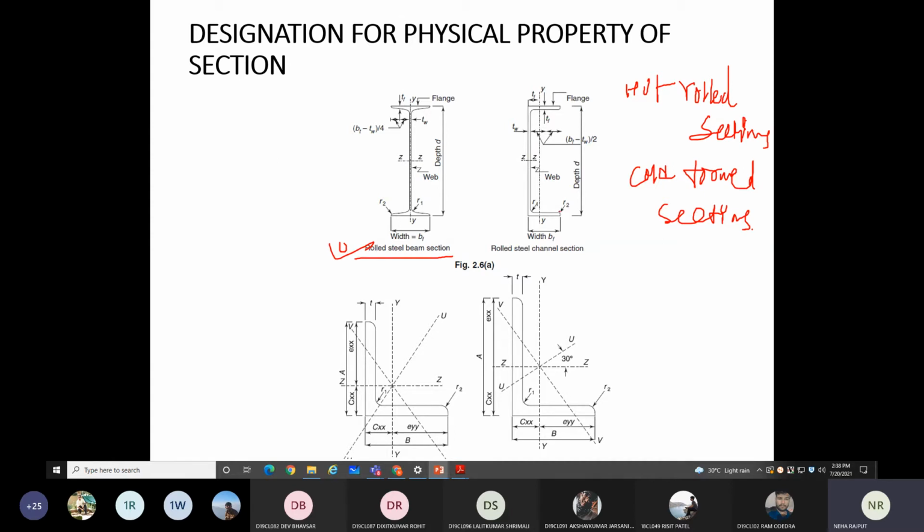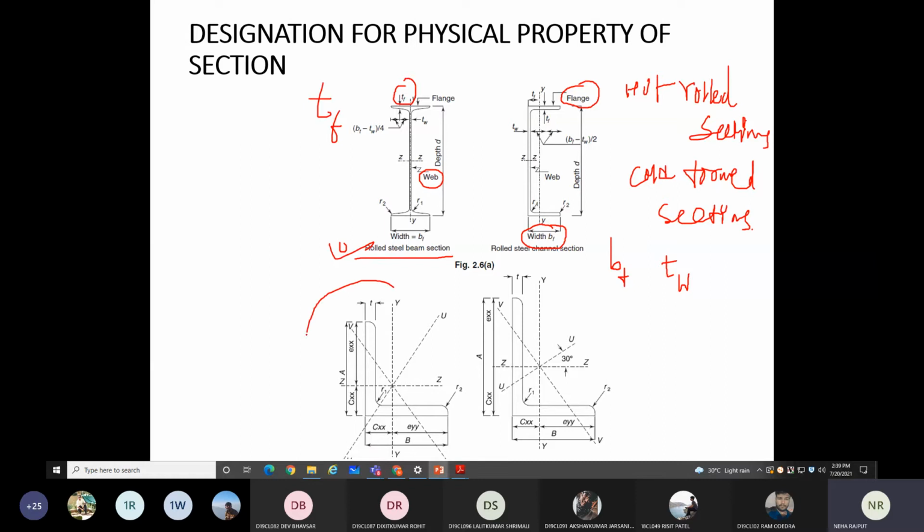This is the channel section. This is called the flange part. This is the width part. The width of the flange is denoted as BF, B for width and F for flange. And this is called the web. In the I section, this is the web. The thickness of the web you will write as TW, and the thickness of the flange as TF.